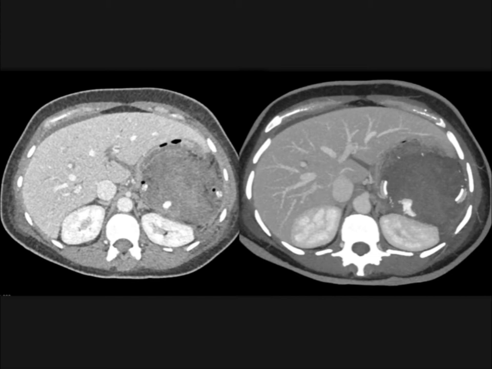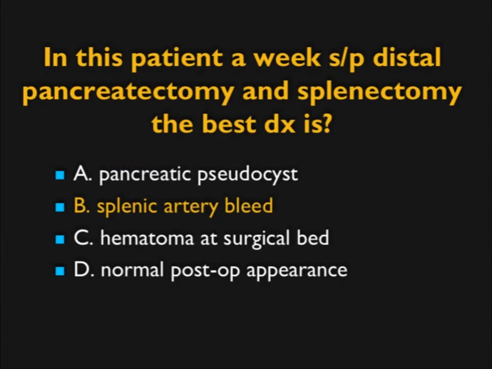With Whipple's procedures, post-op complications include hepatic artery and GDA bleeds, particularly GDA. And with distal pancreatectomy, we talk about splenic artery bleeds. This is not a pseudocyst. It is a hematoma at the surgical bed, but the most correct diagnosis is there's an active bleed, and it is not a normal post-op appearance in any situation.